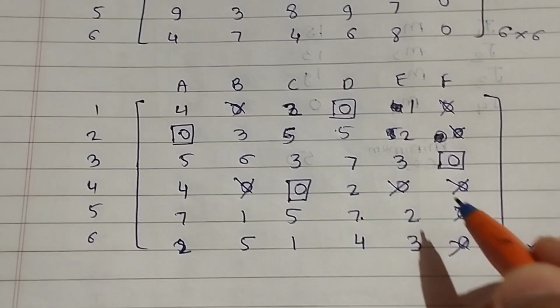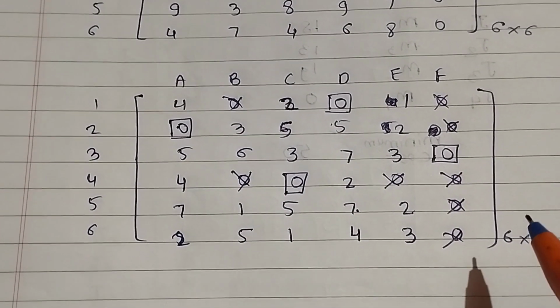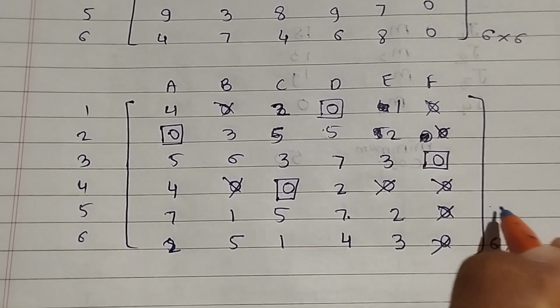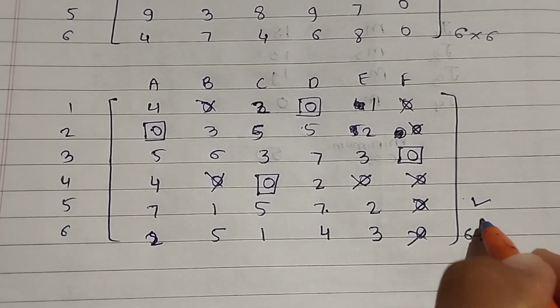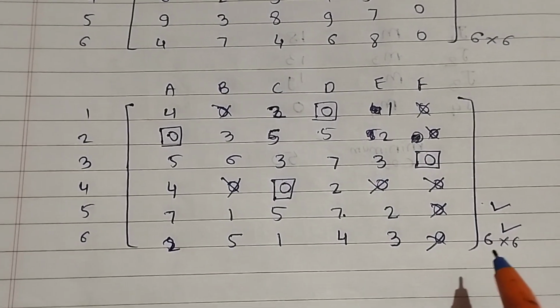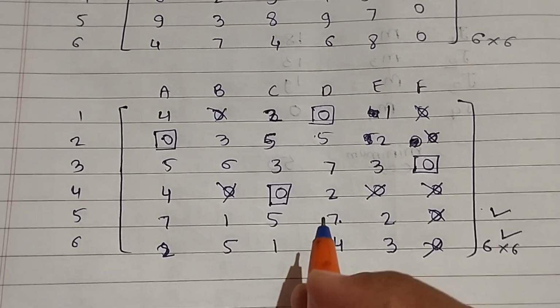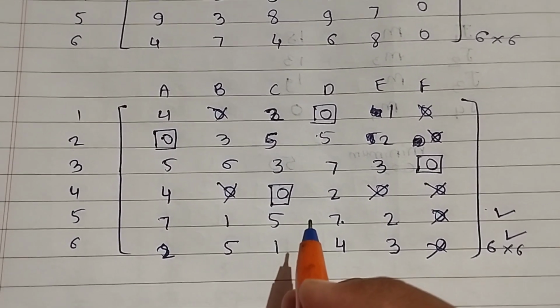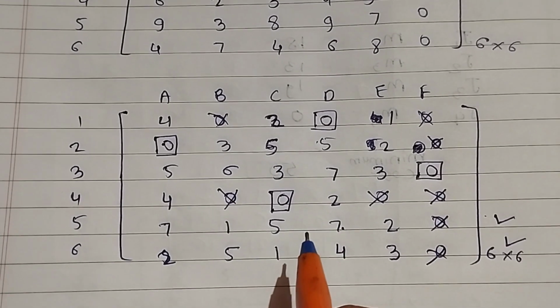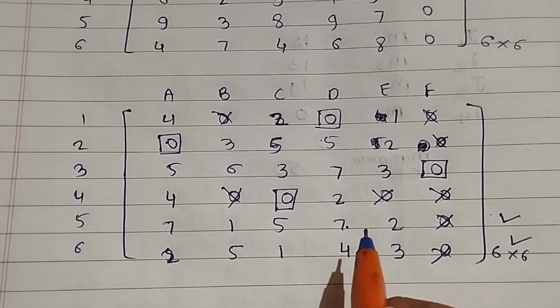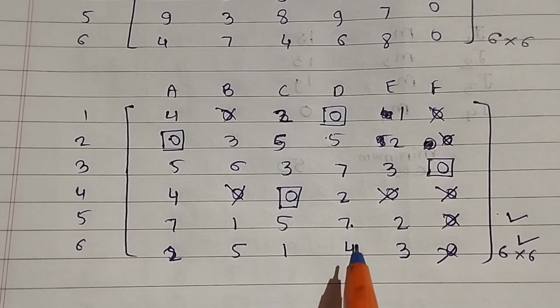Not every row and column got an assignment. So check which rows did not get any assignment. These last two rows did not get an assignment. So now we draw lines to cover all the zeros. We know the steps: tick the rows which have no assignment. So these are the two lines.